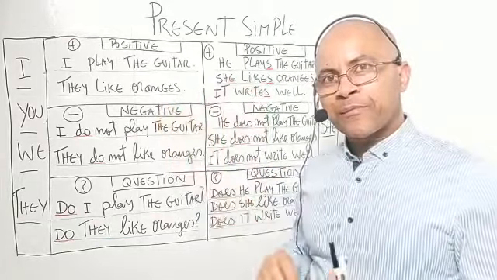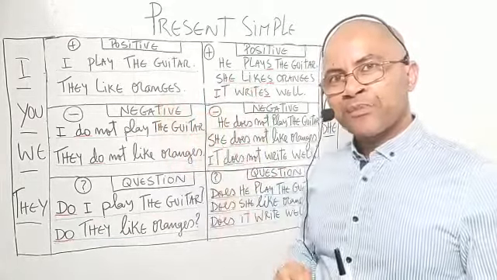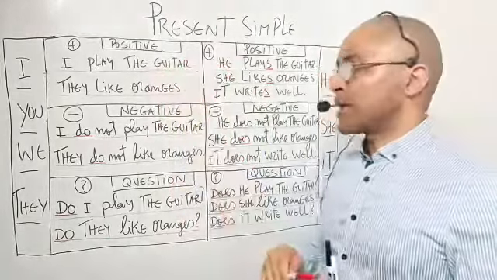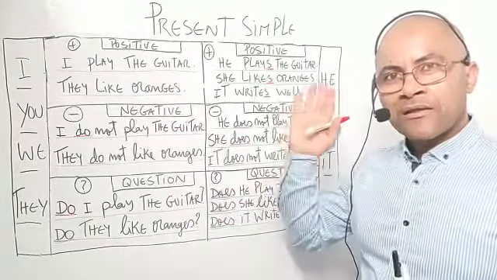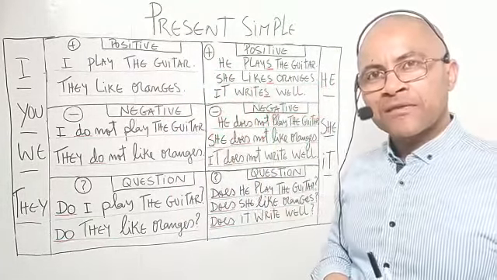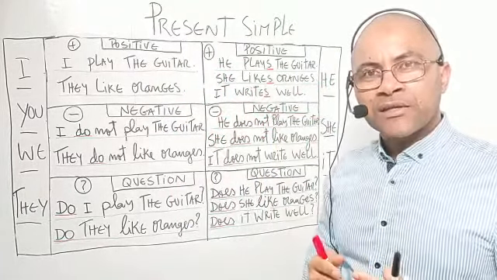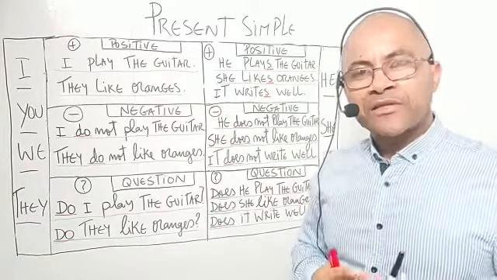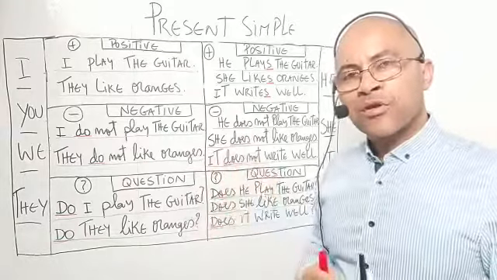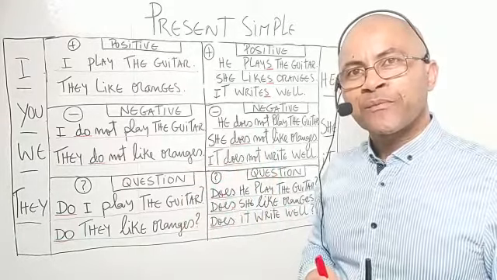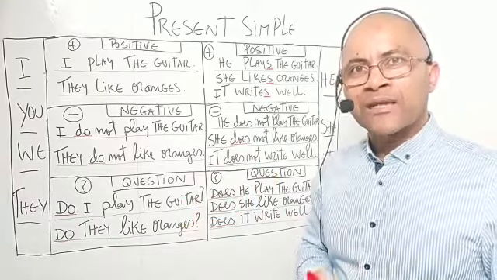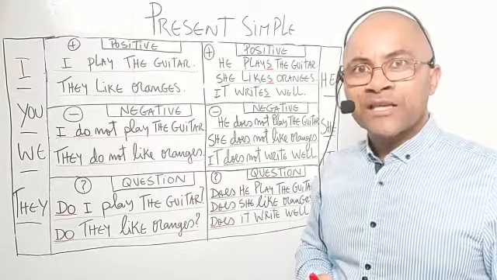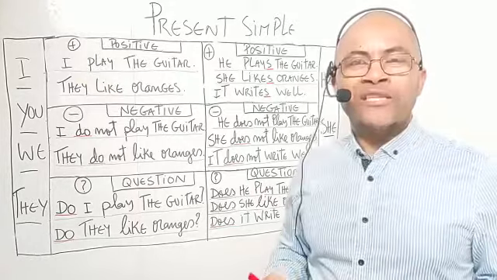Let's recap. This side, the affirmative sentence. As you can see, I play the guitar. The same sentence in the negative. I need an auxiliary verb do. I don't play the guitar. With questions, before the personal pronoun, I have do again. Do I play the guitar? Yes, I do. No, I don't.